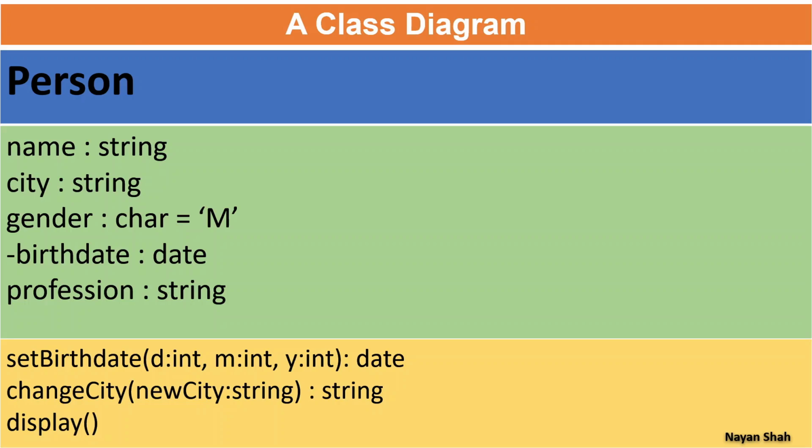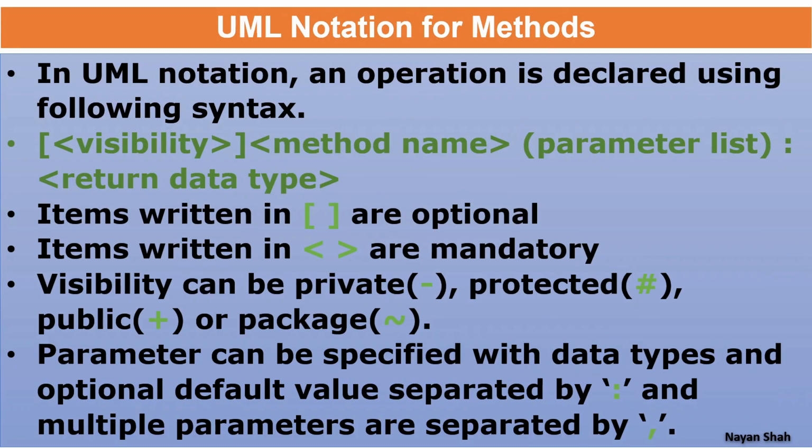Now as I said, return type is compulsory when you write programming. So if there is no return type, you should write void. Void means this method is not returning any value. So the display method is unique here. It is not using any parameter, nor is it returning any value. So that is method notation in UML.